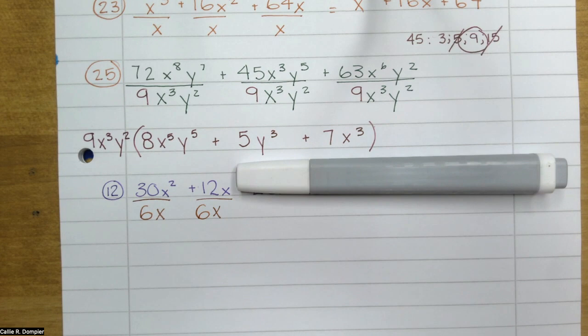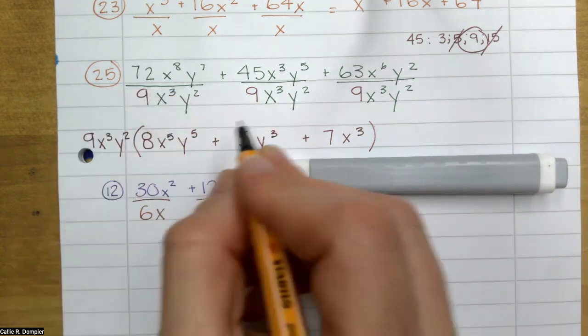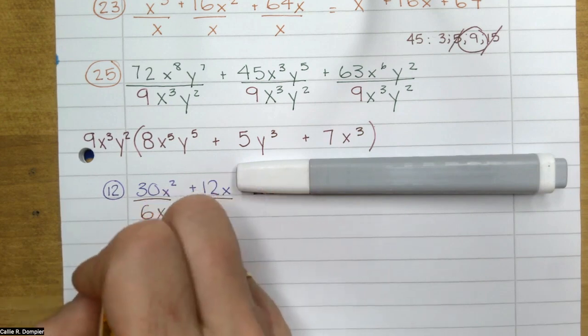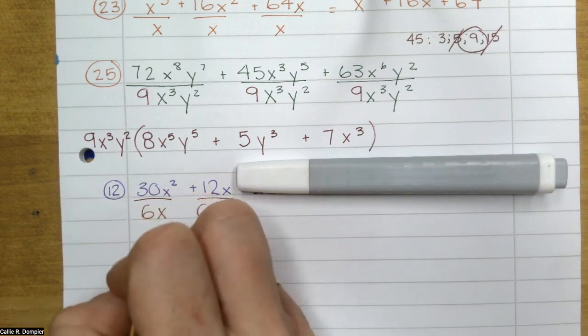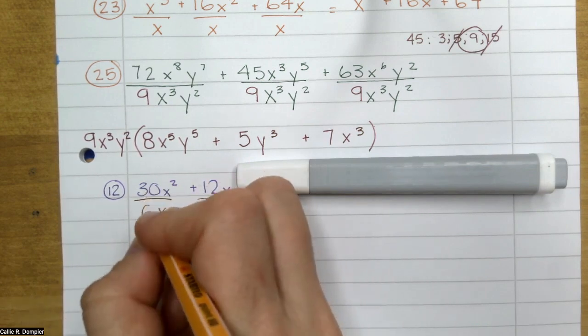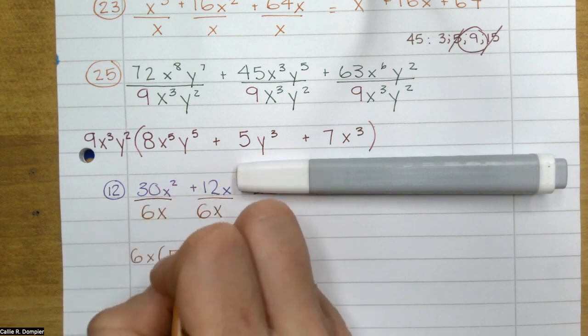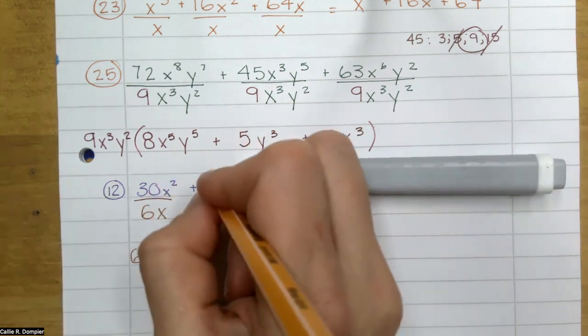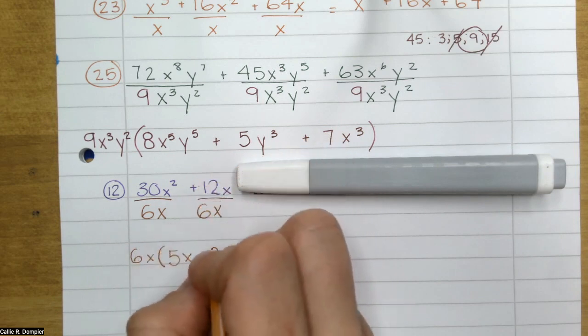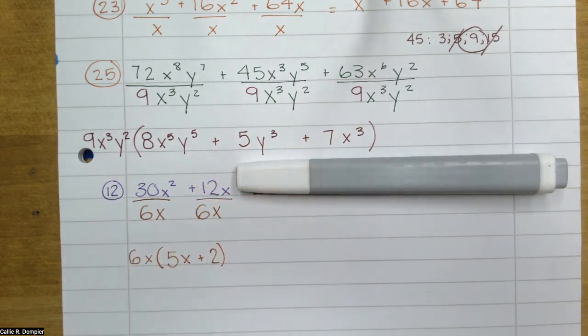So we're going to factor 6x out of 30x squared plus 12x, just like we did with factor by grouping practice. Good? So that'll become 6x times the quantity. 30 divided by 6 is just 5. X squared divided by x gives me 1x. And then I keep that plus sign. 12 divided by 6 is 2, and x divided by x leaves us with no x's. All right, so that's the first half of our group.